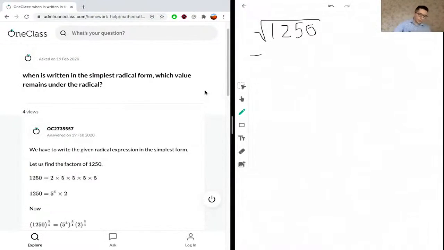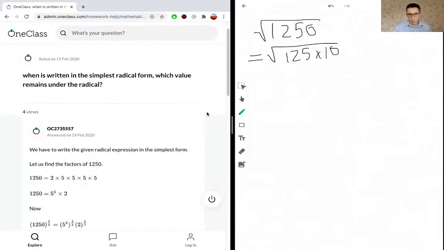So looking at this, we want to think of factors of 1250. 1250 is a big number, so we want to split this up to make it easier for us to find the factors. So we can look at the zeros. Zeros are always easy to split up, so we'll say the square root of 125 times 10.